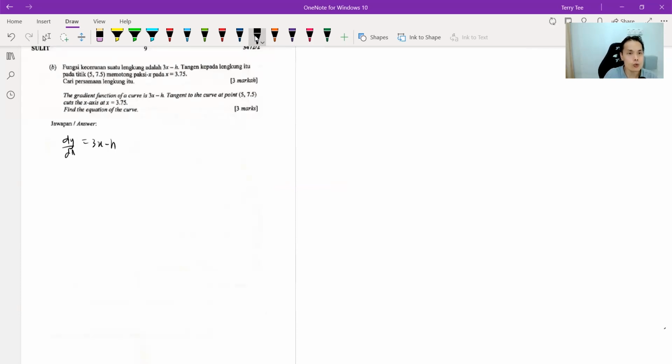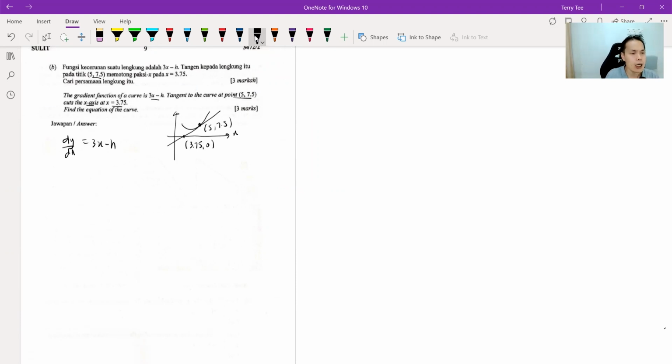Now, they say the tangent to the curve at this point cuts the x-axis at this point. So maybe I do a sketch for you. This curve, I don't know how it looks like, maybe it looks like this. The tangent to the curve intersects the x-axis at this point, 3.75. You can write 3.75, 0. Now, this is the tangent to the curve at 7.5. 7.5 is here. The tangent cuts the x-axis at 3.75, 0.